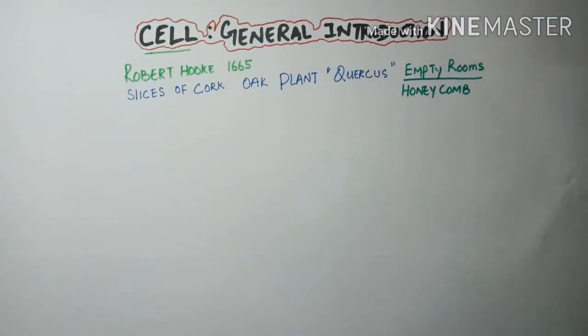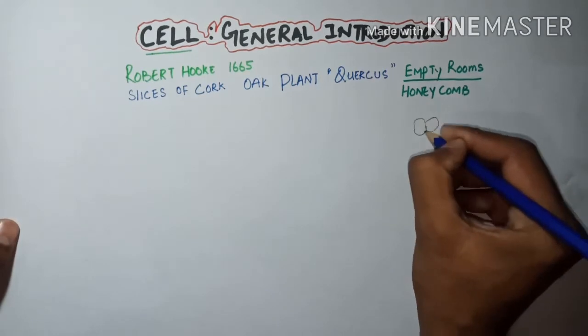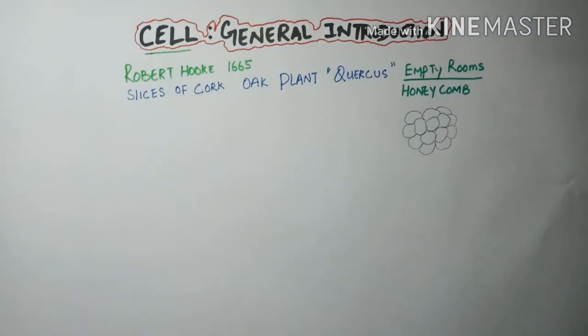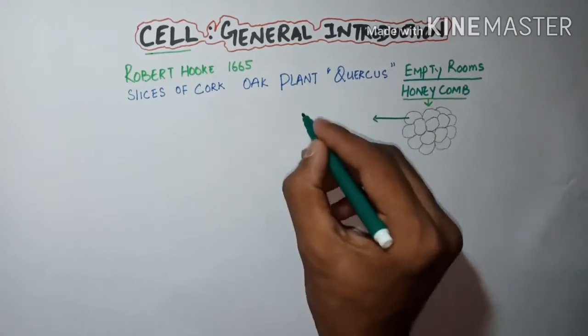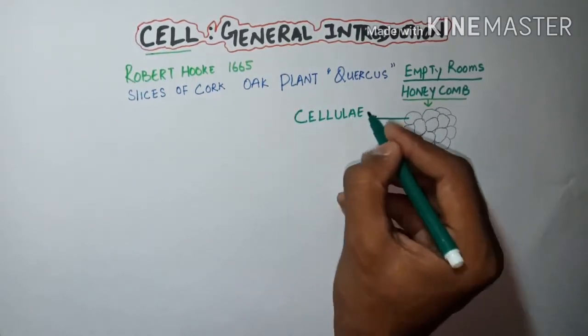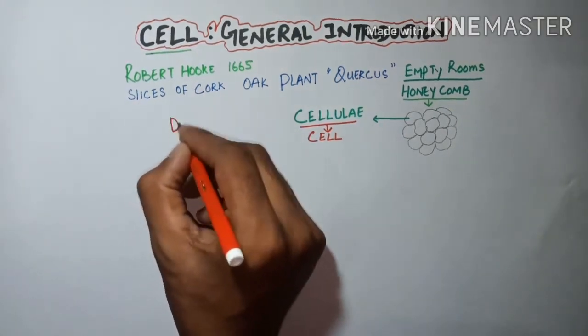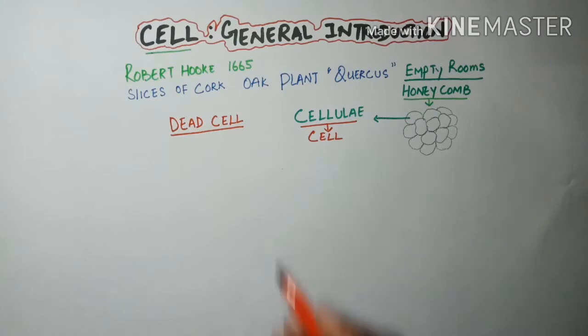That is, the slice of cork looked like empty spaces bounded by a wall. He named these empty spaces, or empty room-like structures, cellulae, which were later abbreviated to the term cell. These were empty because these were the cells of dead tissue, because cork is a dead tissue. Cork is also known as bark.